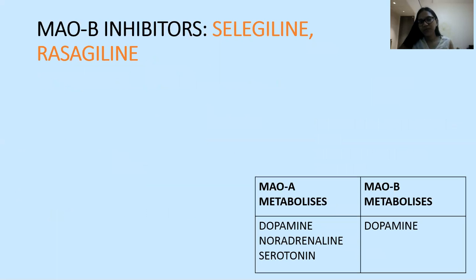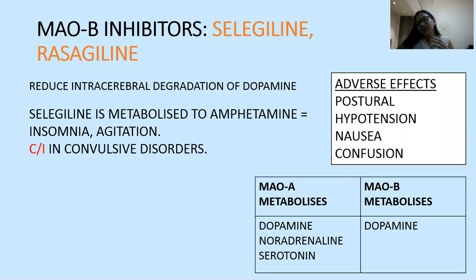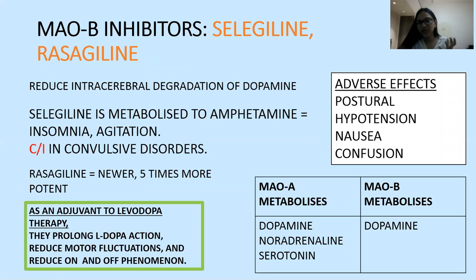Similarly, MAO-B inhibitors like selegiline and rasagiline, which reduce the intracerebral degradation of dopamine, are also used as an adjuvant to levodopa. The important point to note over here is that selegiline is sometimes metabolized to amphetamine, and that may cause insomnia and agitation. Hence, it is contraindicated in convulsive disorders, which adverse effect is not present in rasagiline, which is a newer drug and also 5 times more potent. And hence, among the two, rasagiline is more preferred.